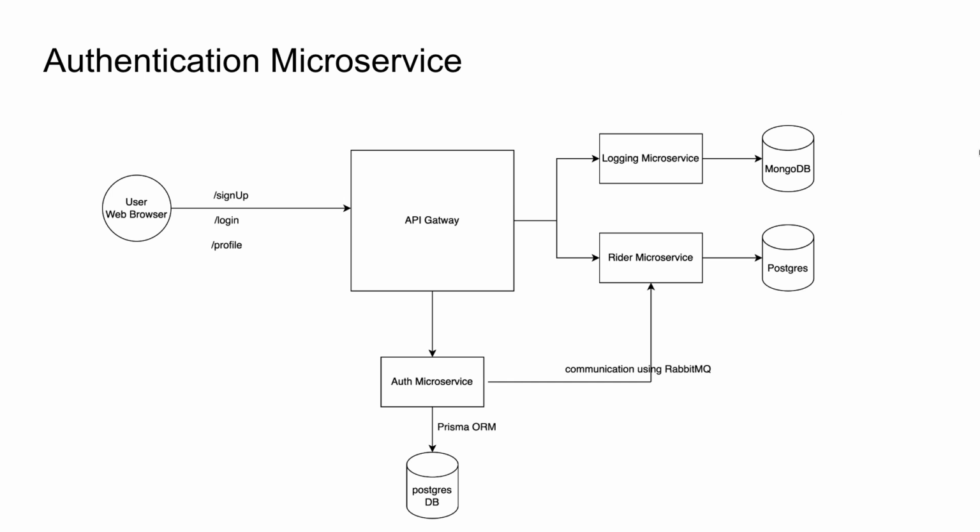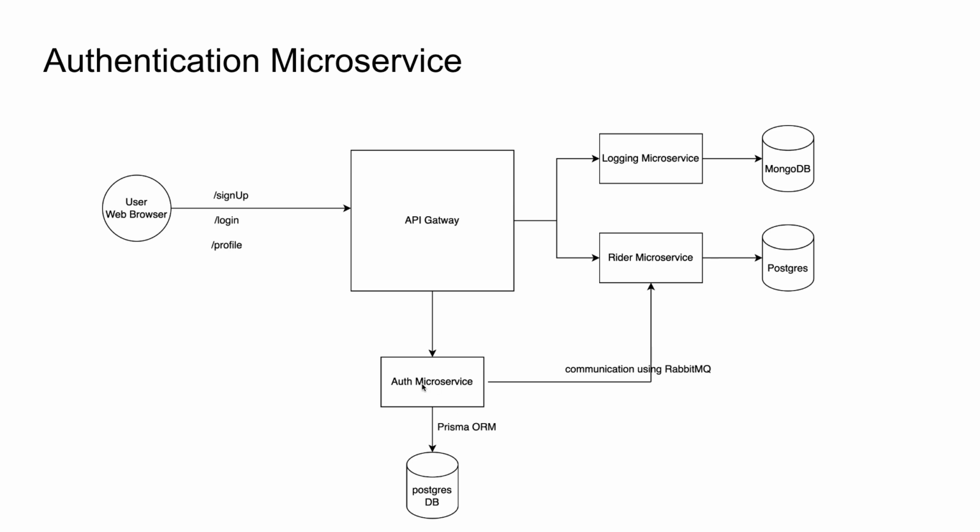Now we're going to build our authentication microservice. A client or a user will send the sign up request to the API gateway, and the API gateway will talk to the authentication microservice using RabbitMQ. We're going to have a Postgres database for our authentication microservice, and we're going to use Prisma ORM this time.